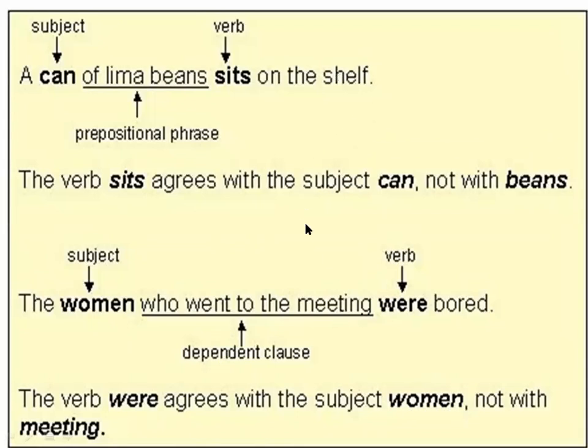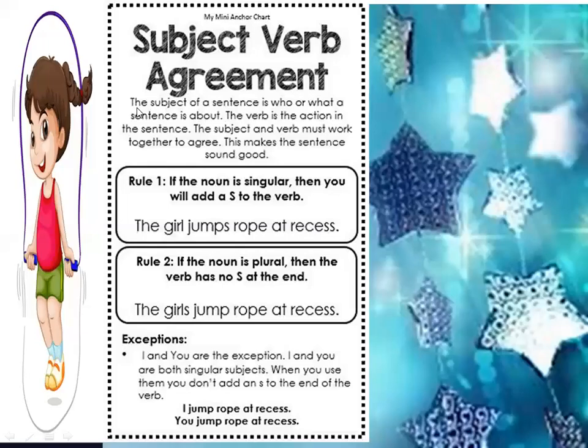Okay, now see subject verb agreement. The subject of a sentence is who or what a sentence is about. Okay, the doer of the work, you may say, about whom we are talking in the sentence. This is called the subject. The verb is the action in the sentence. The subject and verb must work together to agree. This makes the sentence sound good. If the subject and verb have mutual understanding, mutual agreement with each other, then only the sentence sounds good.